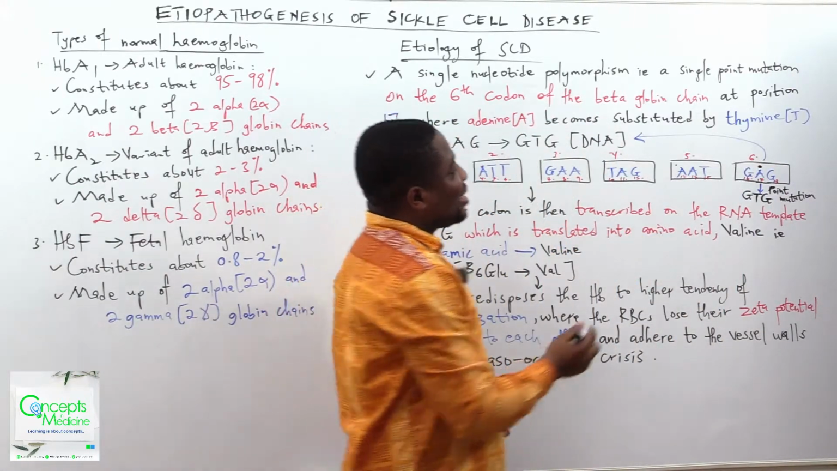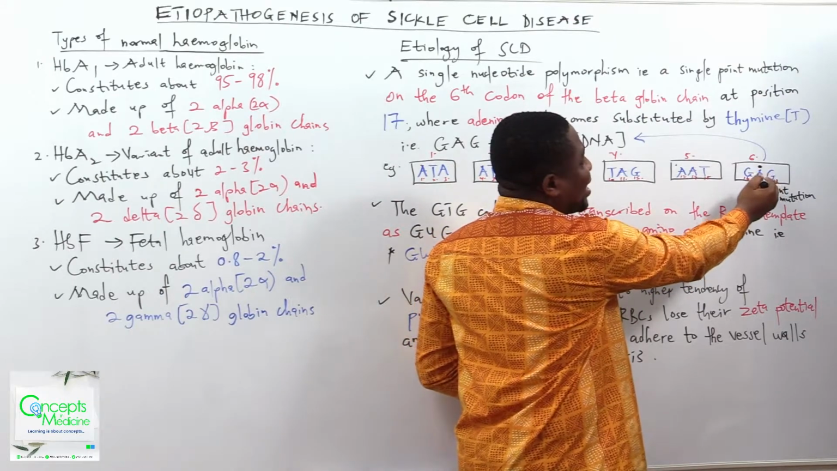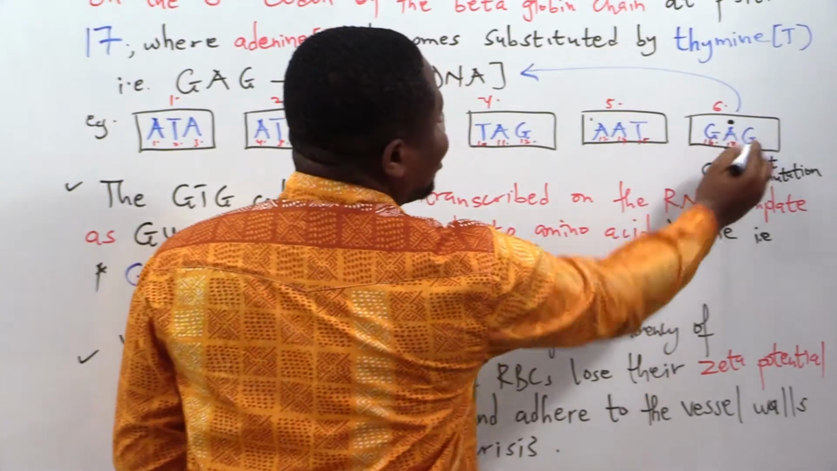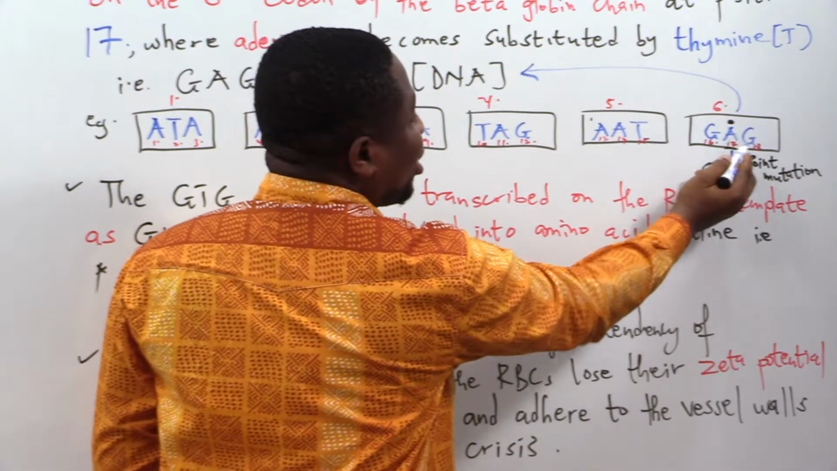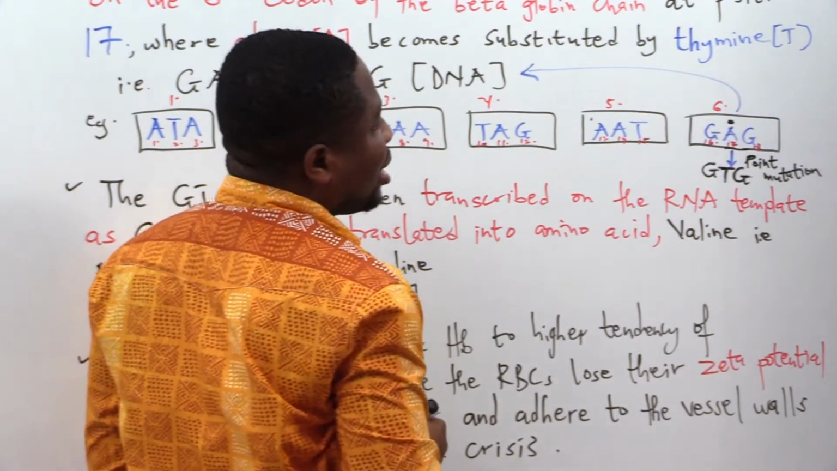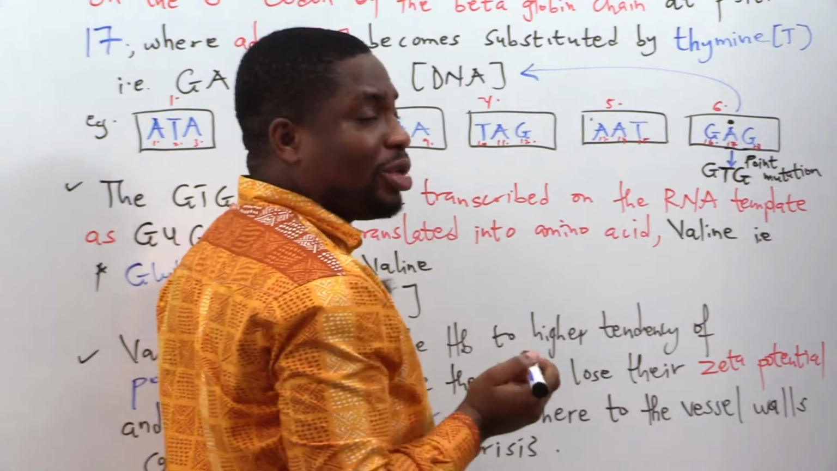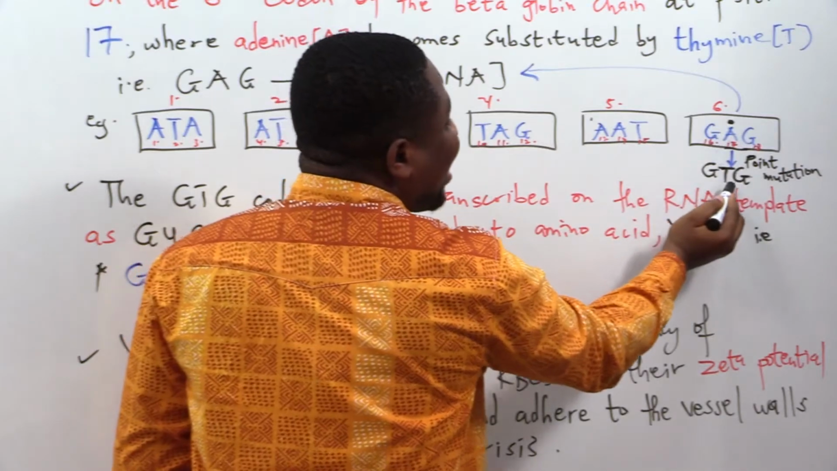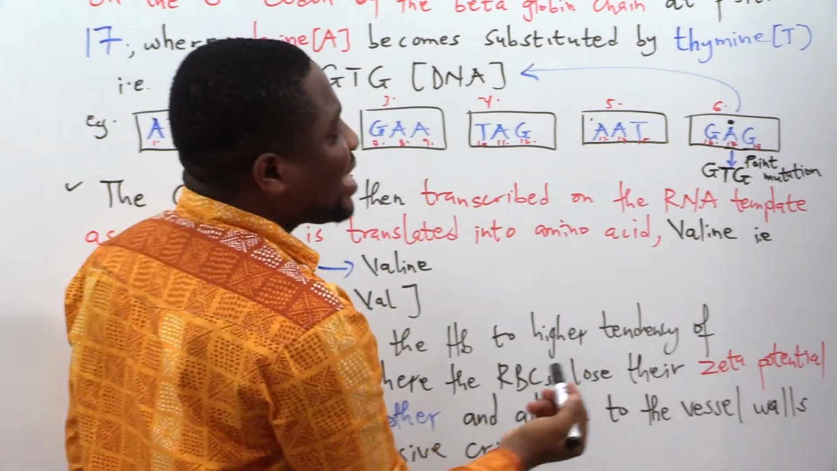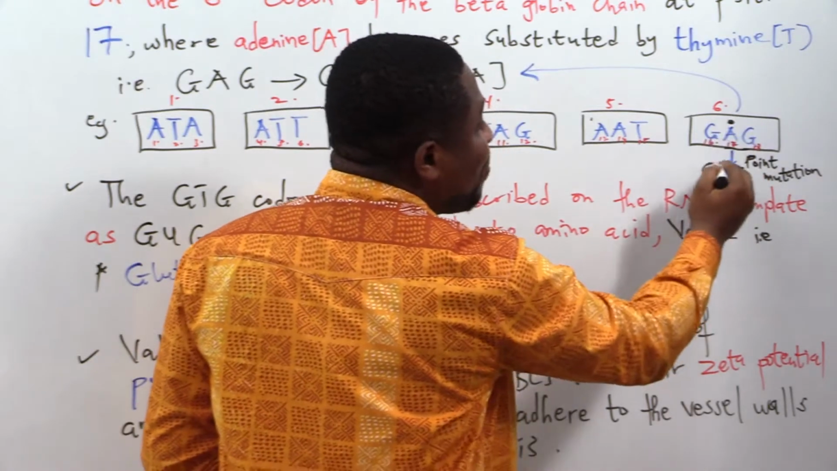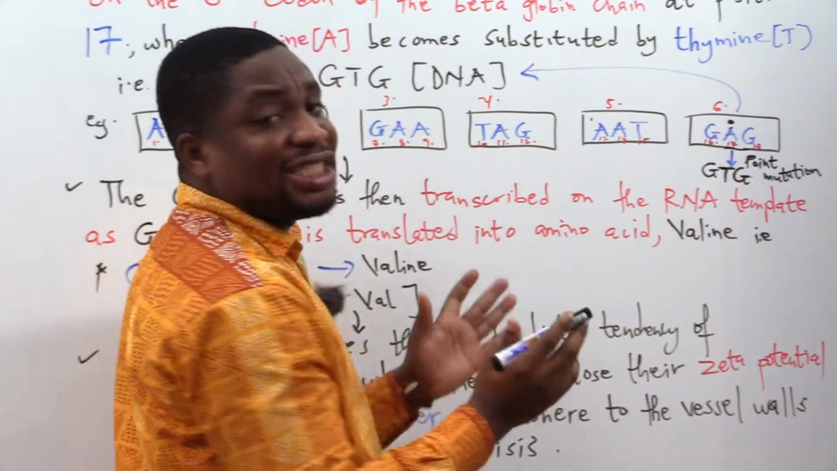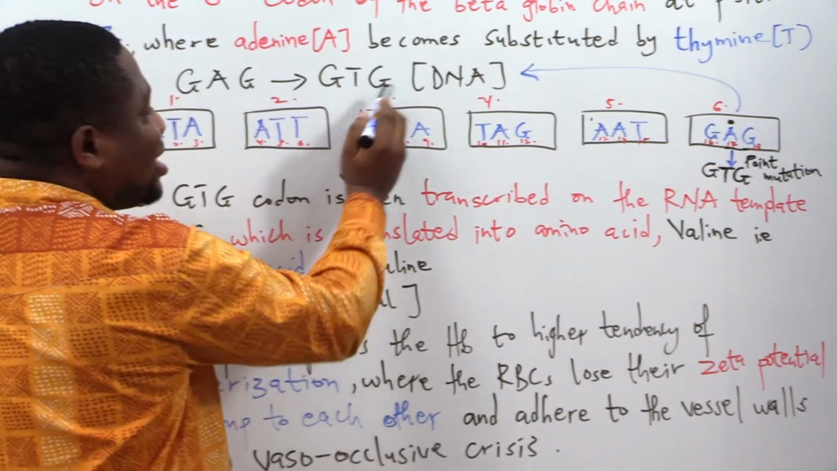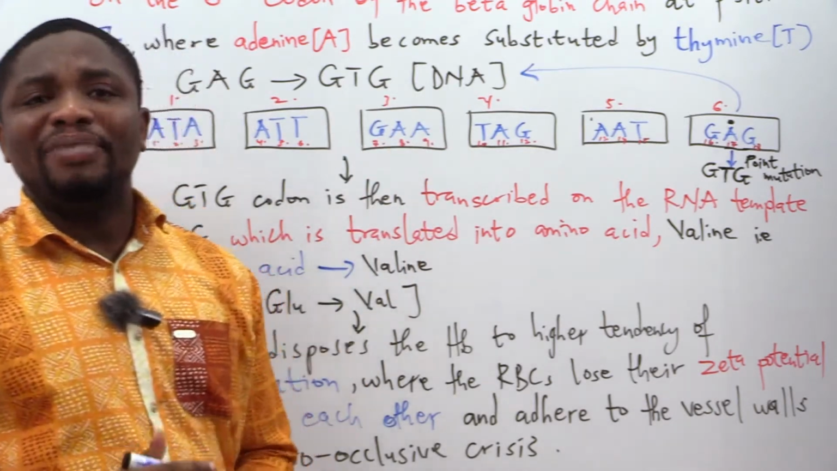So in the GAG, the A, which is adenine, corresponds to the 17th position, and undergoes a mutation we call the point mutation. What happened to the adenine? Adenine will become substituted by thymine, meaning that the adenine becomes replaced by thymine. And that will change the nature of the codon. So what are we going to have? We will have GAG becoming GTG on the DNA template.